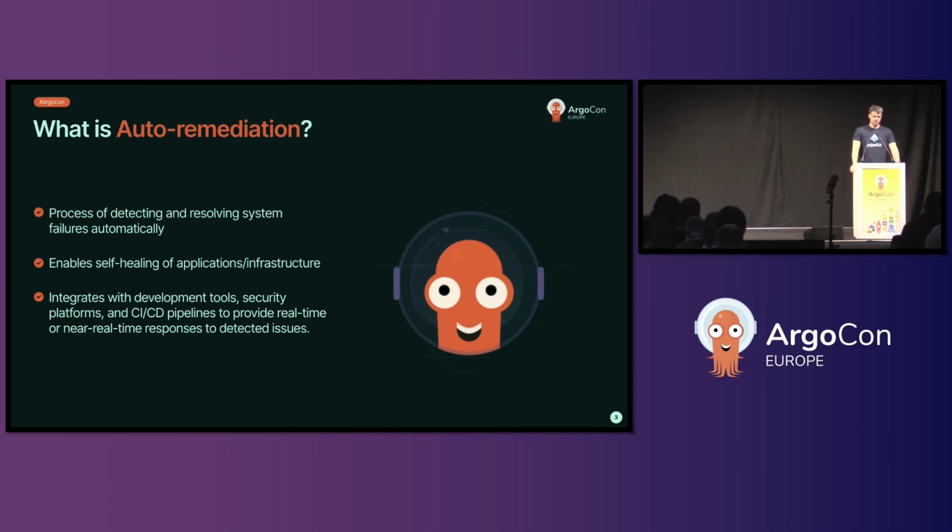Let's say a little bit about auto-remediation. Auto-remediation is the process of detecting and resolving system failures automatically. Basically, your auto-remediation system would detect an issue and try to resolve it. This enables self-healing of applications and infrastructure. You can integrate it with your current development tools or your pipelines to provide real-time mitigation of the issue.